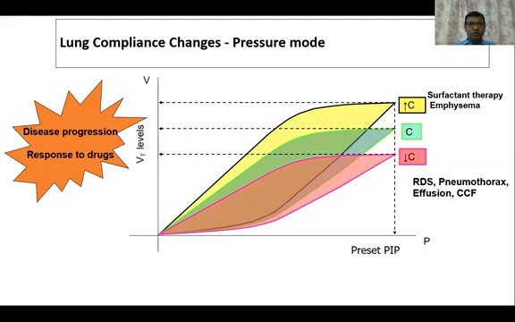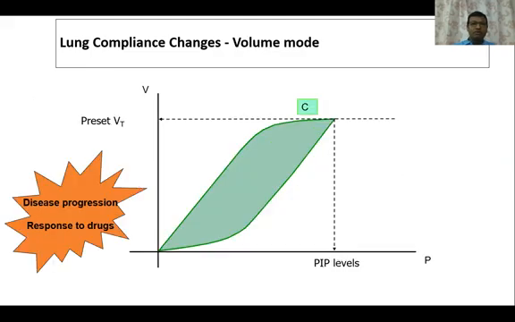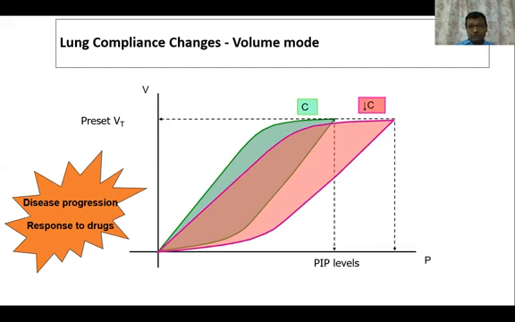Coming to the volume mode, PV loop in volume mode, you have a preset tidal volume and then the pressure varies to get that tidal volume. So in RDS, the loop is going to shift to the right and you're going to require more pressure to get the same tidal volume. Whereas once you give a surfactant to this baby, you can see that the PV loop will move to the left side and you require less pressure to get the same tidal volume.